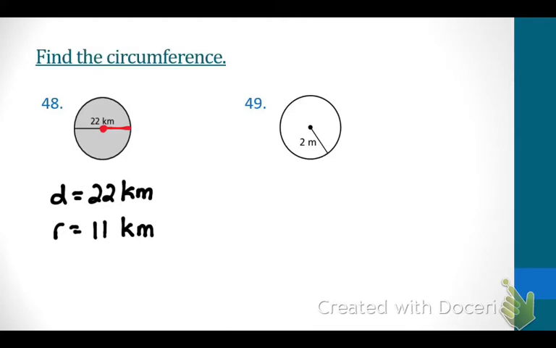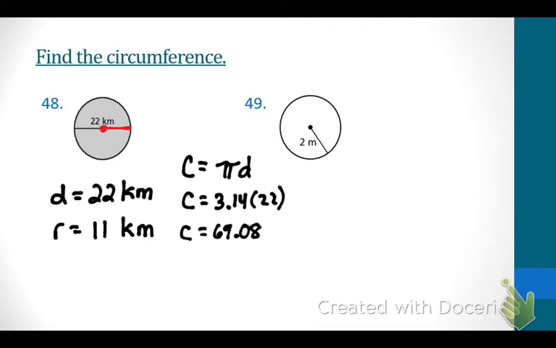Pi times diameter. Okay, very good. And C equals pi times diameter. Kaylin, what is pi? 3.14. And what was our diameter? 22. When you multiplied those together, what'd you get? 69.08. And then what are your units?